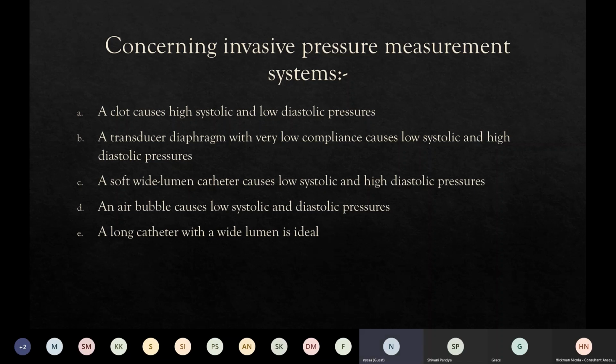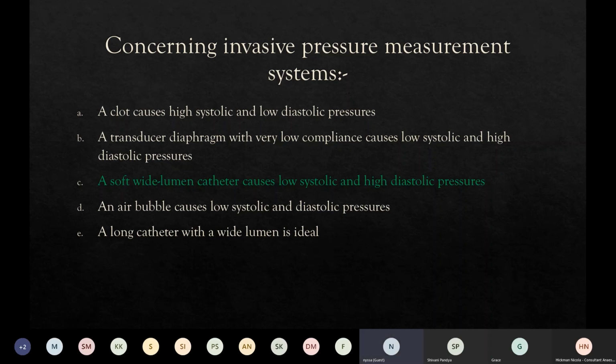Okay, so we'll go through this one. C is the right answer, which all of you said. A clot will cause damping, so low systolic and high diastolic pressure. A transducer diaphragm with a very low compliance has a high resistance, so essentially it's really, really rigid. That will cause the system to be overdamped. So you would have a high systolic and a low diastolic pressure.